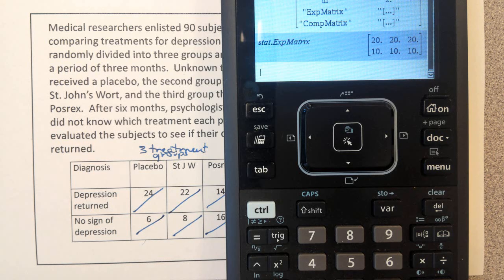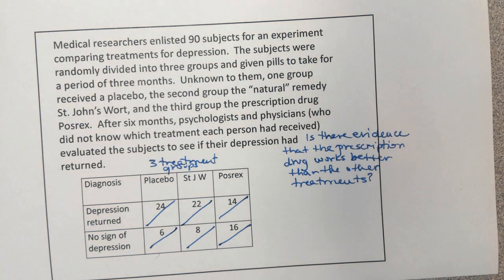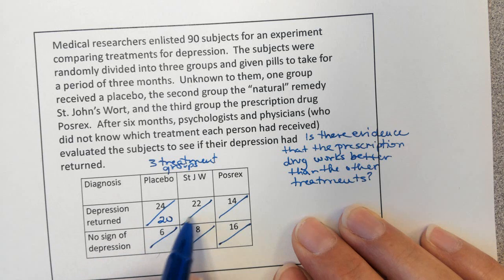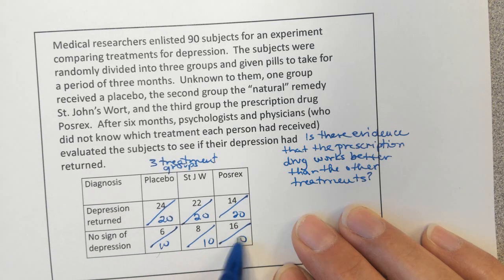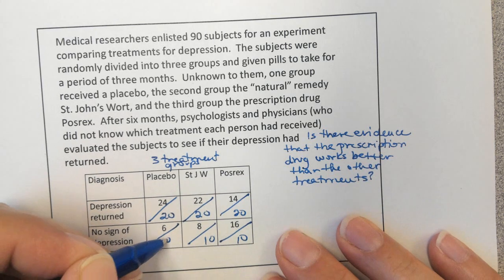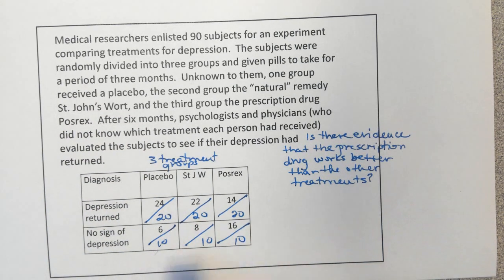Do not be disillusioned into thinking that it's always that pretty. It's almost never that pretty. It just worked this way because we had equal sized treatment groups. If we had not had equal sized treatment groups, those numbers would have been much messier. So 20, 20, 20, 10, 10, 10. So we have counts, which is beautiful, and all of those expected counts are at least 5.